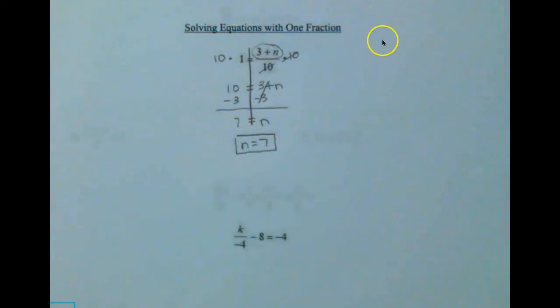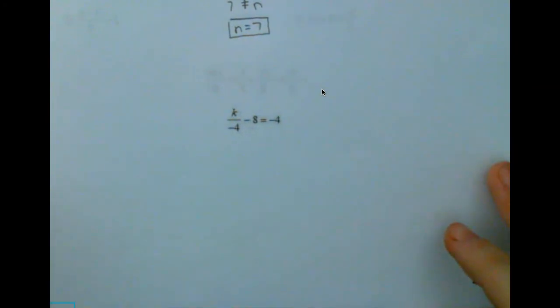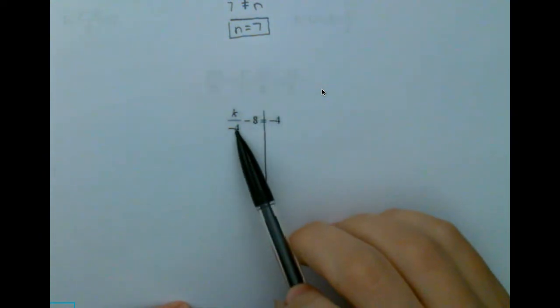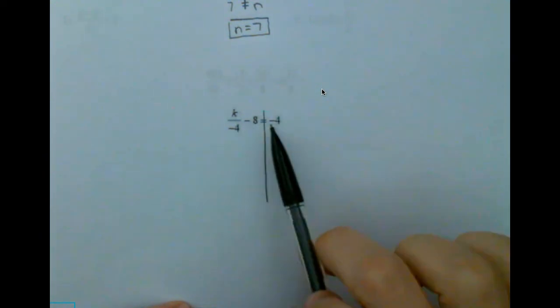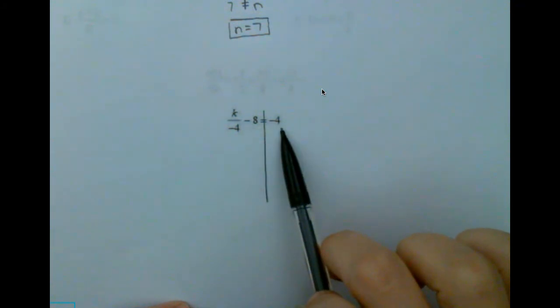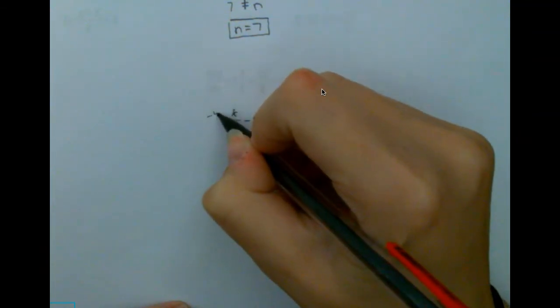The second example is very similar. It still has just one fraction, but it's got a couple other constants around it. So I'm going to draw my line like I always want to do. And my denominator in this case is negative 4. But I've also got this negative 8 here and this other negative 4 over here. The trick stays the same. My trick is still to multiply everything by that denominator.